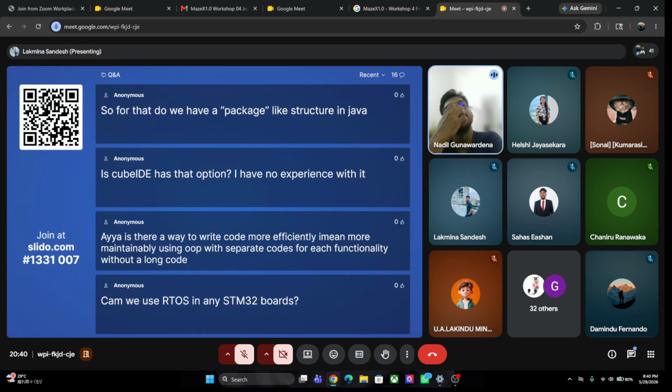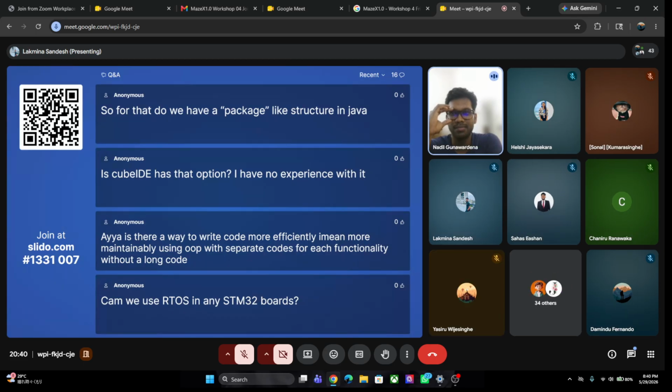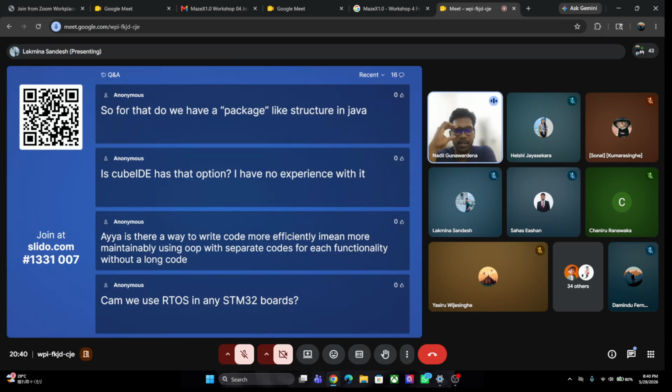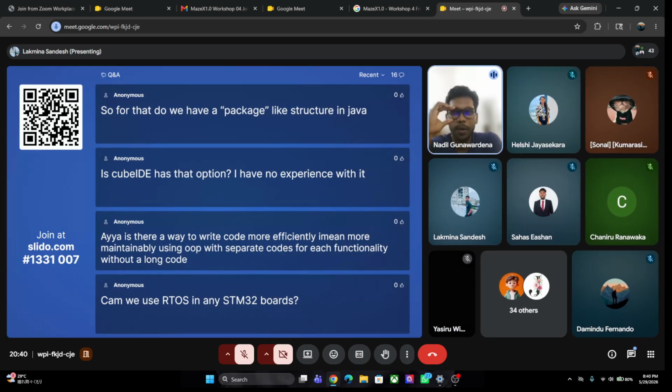Package-like structure in Java. Actually, I have no experience with Java, so I cannot answer that in terms of Java. But with my expertise in C++ and C, what I know is you can create libraries, .h files, and import them in the main C++ code.